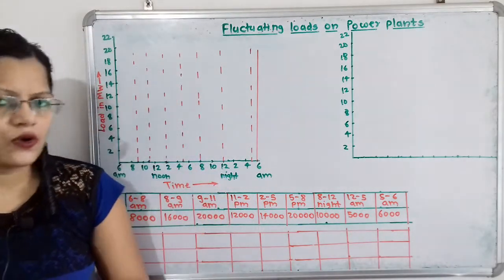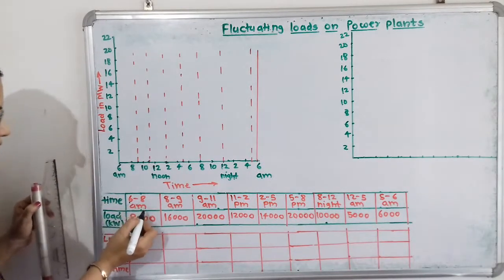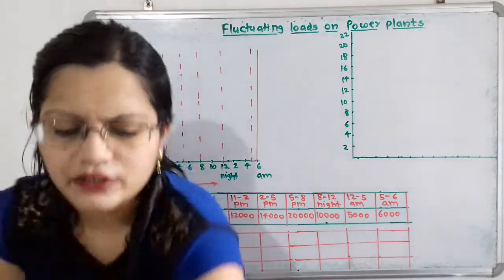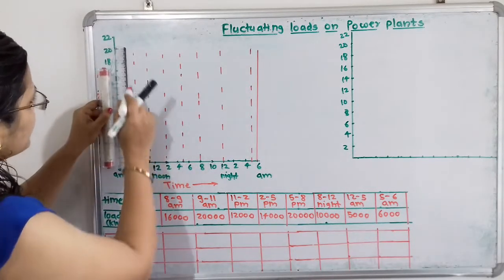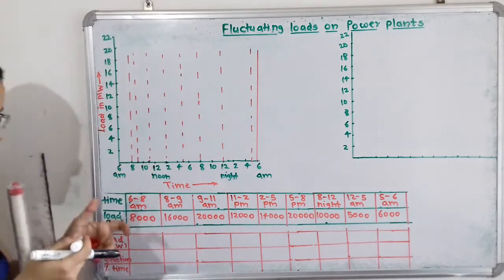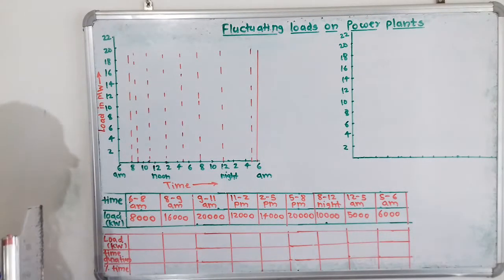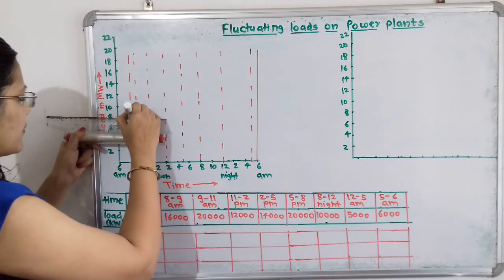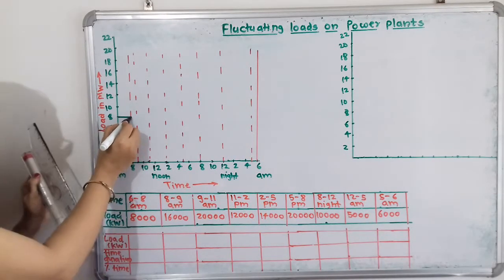Now how to draw the load curve? We will start with the first time duration, 6 to 8 am. Here 8 is given, so from this 8 we will draw one vertical line. I have drawn some vertical lines from the given times with the help of a red marker. These are rough lines. Now for 6 to 8 am the load is given as 8,000 kilowatt, that is 8 megawatt. For this time period I will draw one horizontal line. So here the time period is 6 to 8 and the load is 8 megawatt.